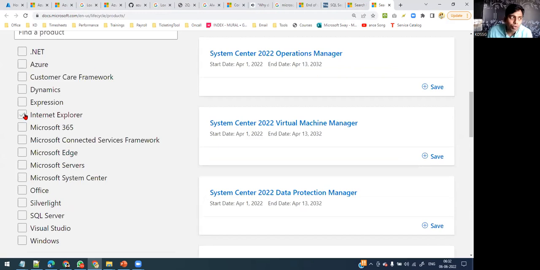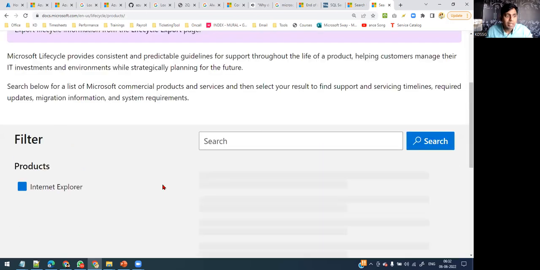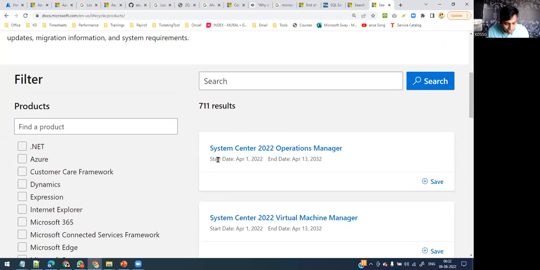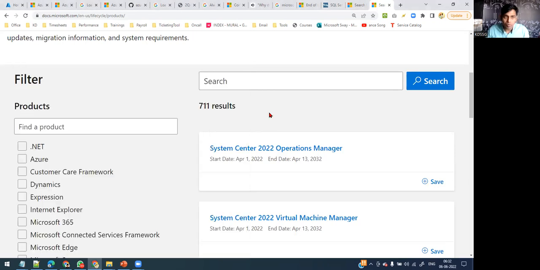So do you all have Internet Explorer on your systems now? I'm sure some of you might be having, right? So the start date is 2013, and Microsoft has officially announced that this year, on 14th of June, they are retiring Internet Explorer. They are killing it. They will not use this software anymore. They are requesting everybody to move to Edge. Edge is the new Microsoft browser, like Chrome that you have. Edge is another browser.